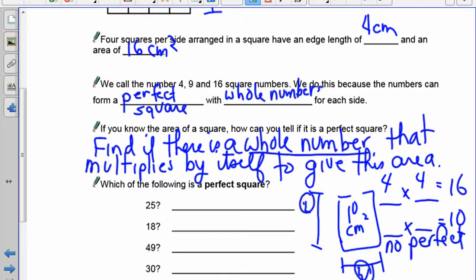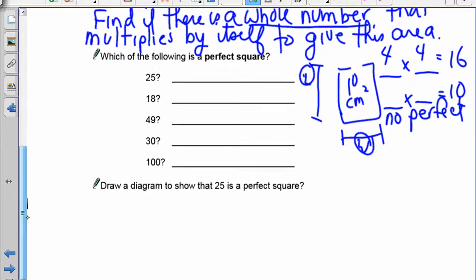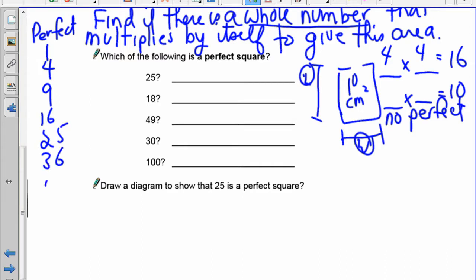Okay, so let's do a couple of examples here. Which of the following are perfect squares? 25, 18, 49, 30, or 100? Well, there's a couple of ways you can approach this. The first one is to try and list the perfect squares. These are the perfect squares: 1 times 1 is 1, 2 times 2 is 4, 3 times 3, 4 times 4, 5 times 5, 6 times 6, 7 times 7, 8 times 8, etc. These are the first 8 perfect squares.